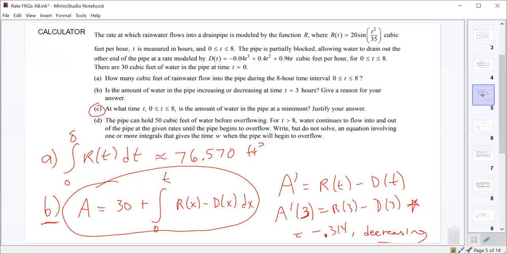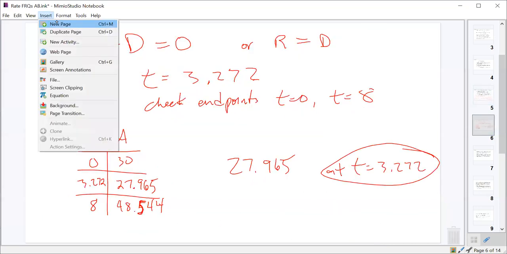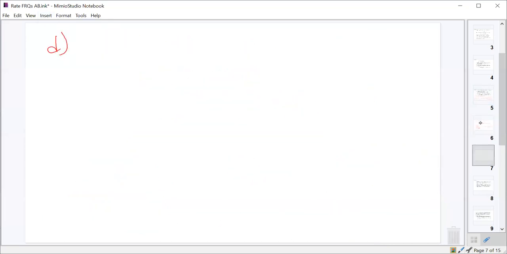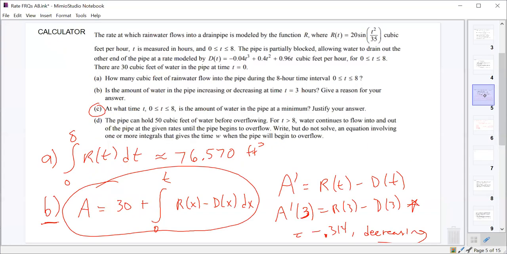All right. Part D says the pipe can hold 50 cubic feet of water before overflowing. When t is greater than 8, the water continues to flow in and out at the same rates until it starts to overflow. We want to write, but we don't need to solve, an equation involving one or more integrals that gives the time when the pipe will begin to overflow.